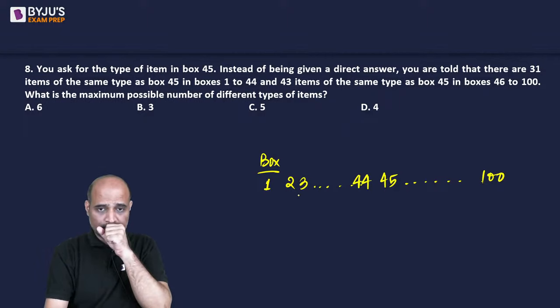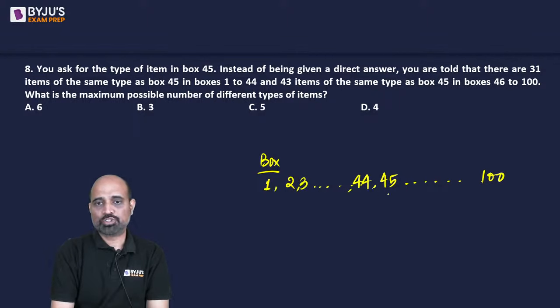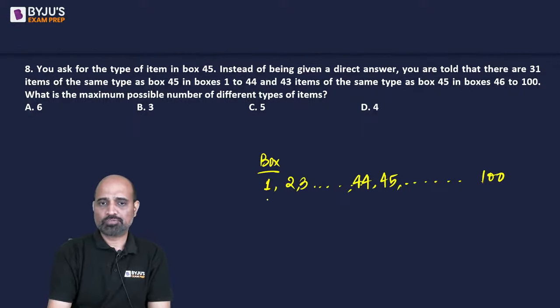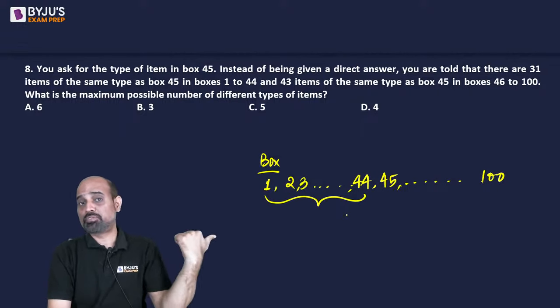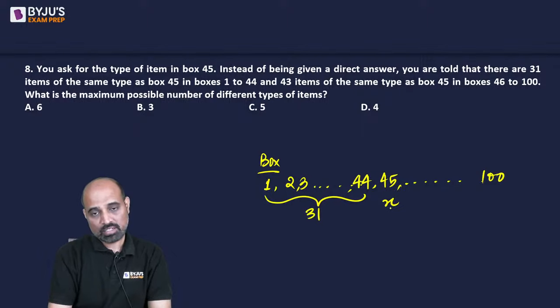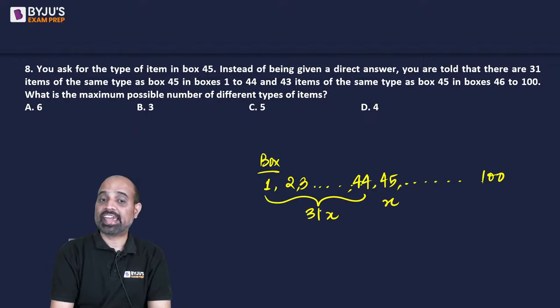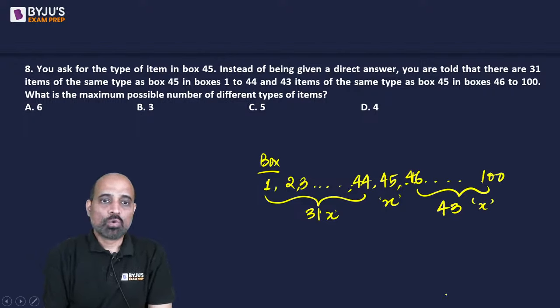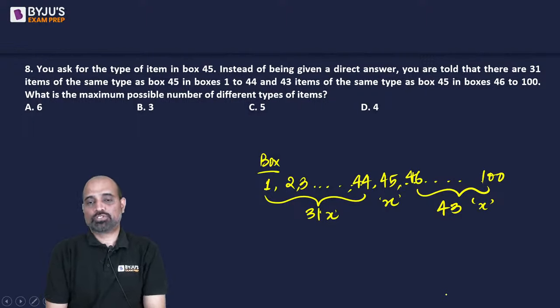So what they have told us कि 45 में क्या है ये नहीं बता रहे, A, B, C, D ऐसा नहीं बोल रहे. What they have told us कि out of these, the first box number 1 to 44, there are 31 items. Suppose 45 में item है X. Then there are 31 boxes that have X from 1 to 44. And 43 items, same as 45, from 46 to 100. इधर में 43 items have X. Right? What is the maximum possible number of different types of items?